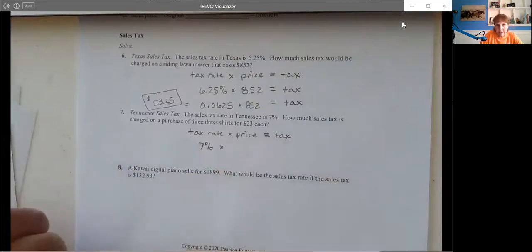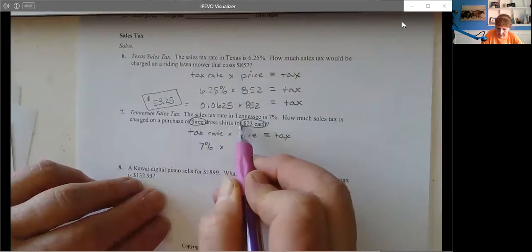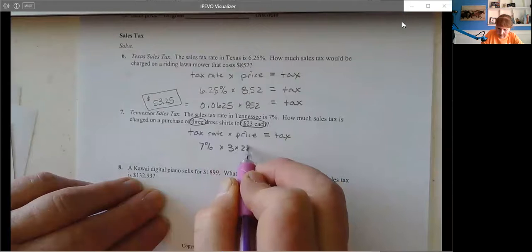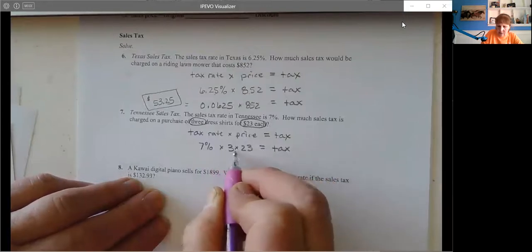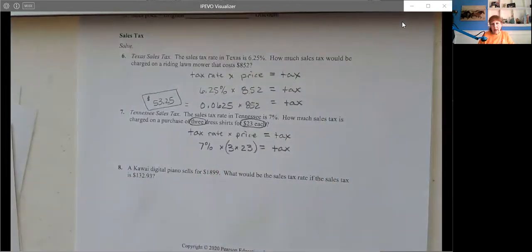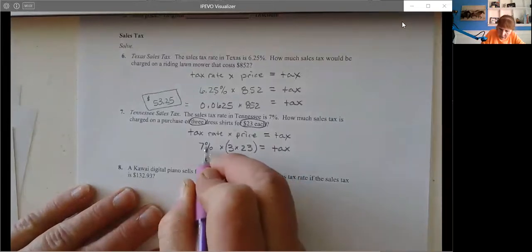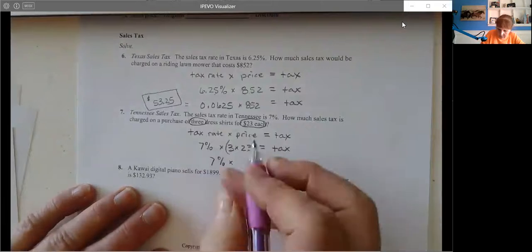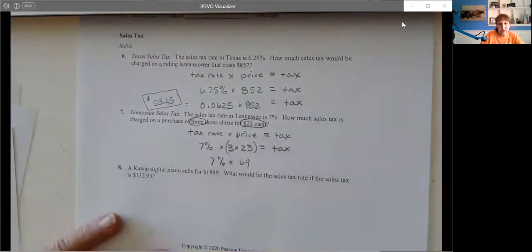times, now the price. Be aware that you're buying 3 of these dresses. So the total price is 3 times 23. So this represents the total price, the 3 times the 23. And you could do that first if you wanted to, or you can just multiply across. When you're multiplying it doesn't matter the order when everything is multiplying. So 69, they're actually spending $69.